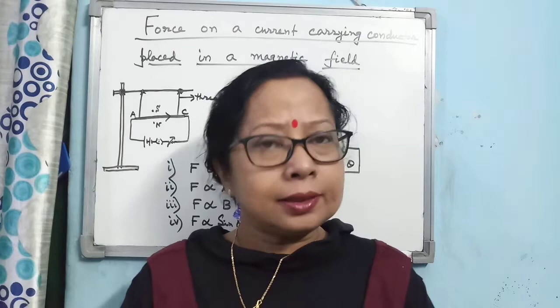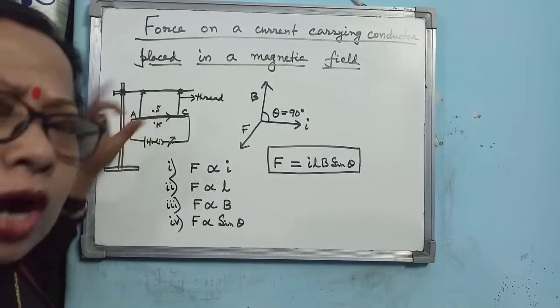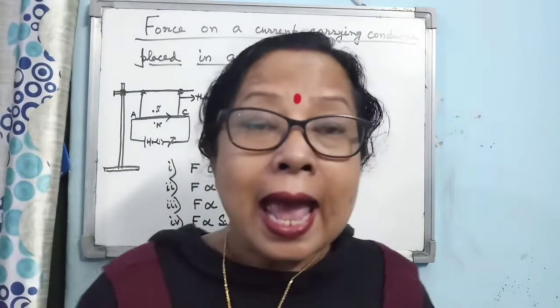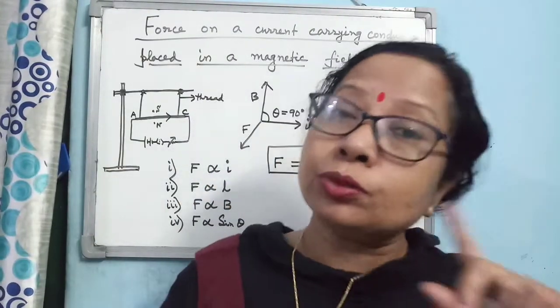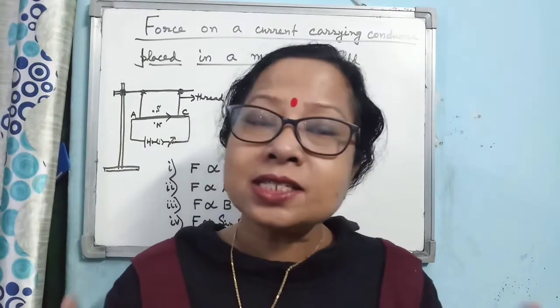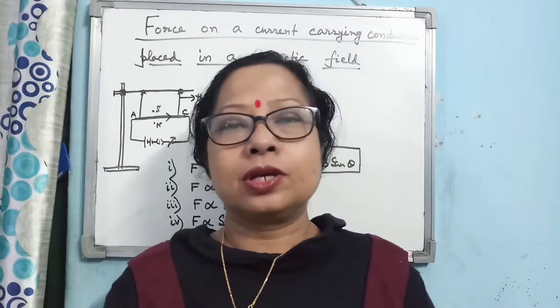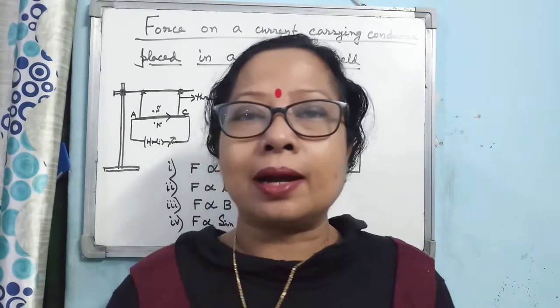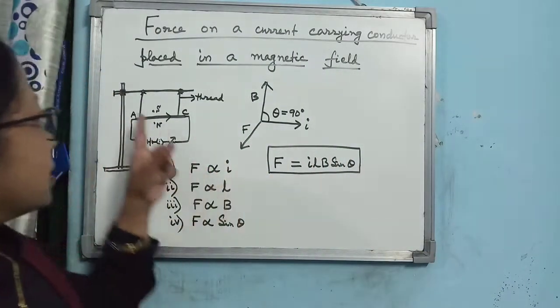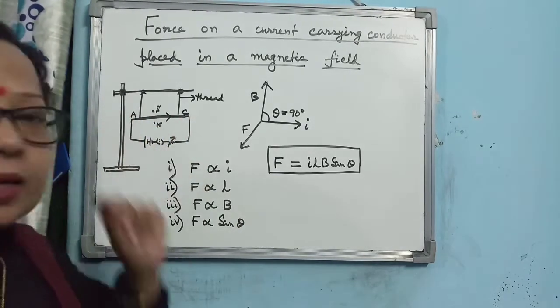Two magnetic fields. One magnetic field is produced by the horseshoe magnet or any other magnet you have used. Another magnetic field is produced due to the current passing through the conductor. So these two magnetic fields interact, and that's why it experiences the force. Here one point you should remember: when the force is experienced, the magnet will also experience the force, and the conductor will also experience the force.